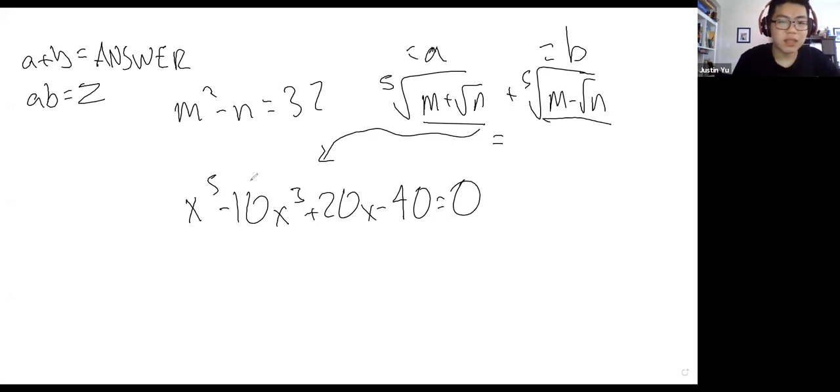Okay, so let's think. Let's rewrite this in terms of A and B, because we need to figure out what m and n is. That's the end goal. So we just substitute it in. My 2 looks like a z. Just know that it's not a z, because I won't be using z anywhere here.